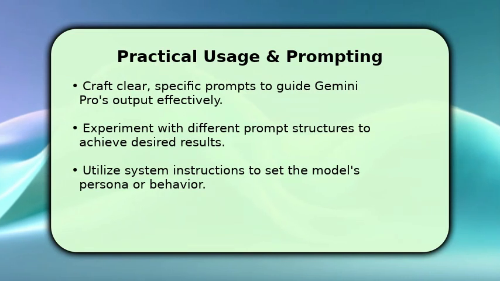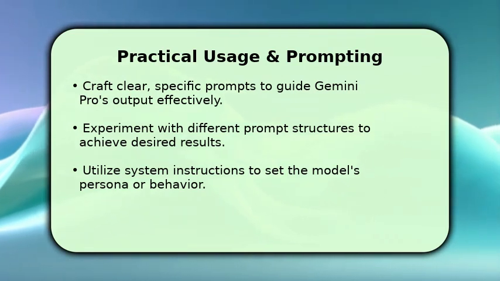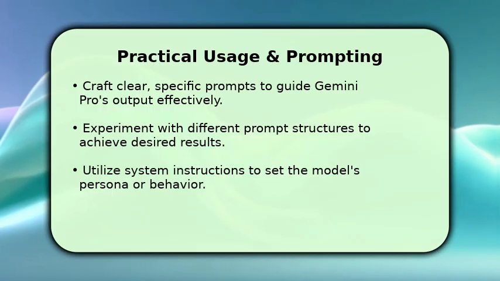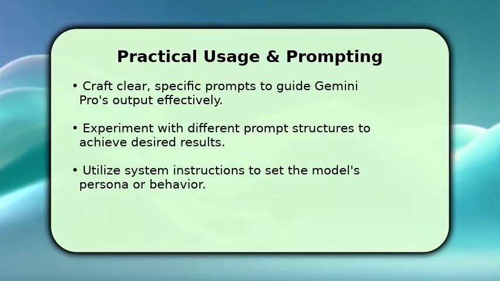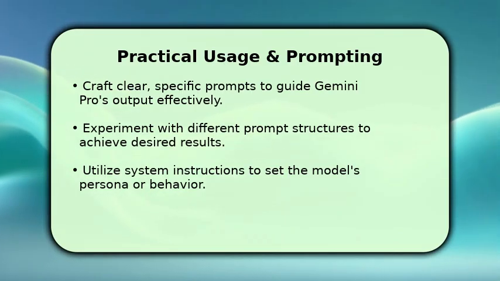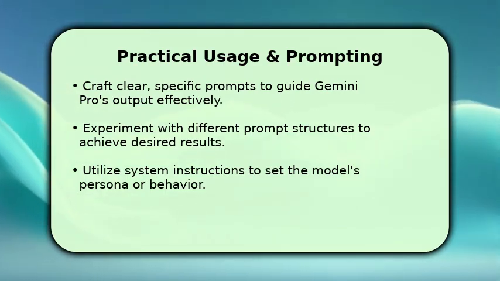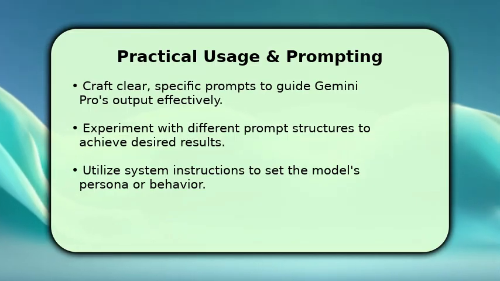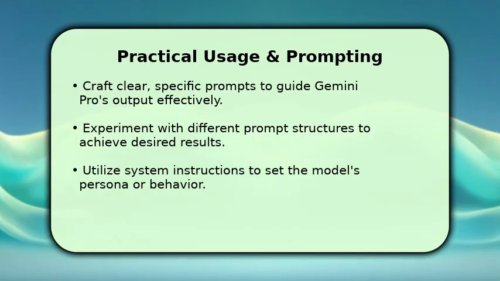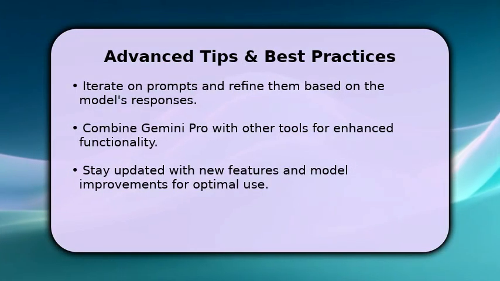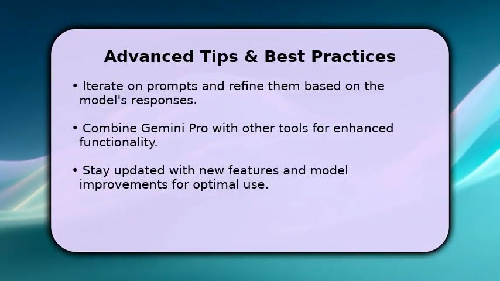To get the best results from Gemini Pro, it's crucial to craft clear and specific prompts. Think of your prompt as giving precise instructions to a very intelligent assistant. Experiment with various prompt structures, like few-shot examples or chain-of-thought reasoning, to fine-tune the output. You can also use system instructions to define the model's persona or set specific behavioral guidelines, ensuring consistent and relevant responses for your tasks. For advanced usage, always iterate on your prompts, refining them based on the model's initial responses.